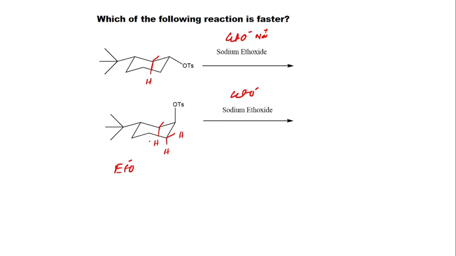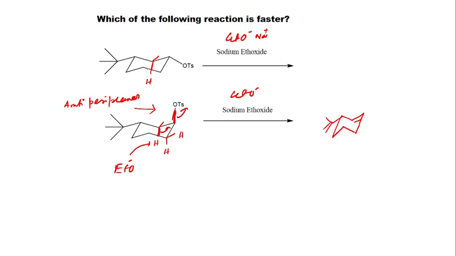And look. So let's come to here. EtO minus. They are anti-periplanar. These two groups are anti-periplanar. So EtO minus abstracts these protons and these go, and this OTs leaves. As a result, we get these things here.